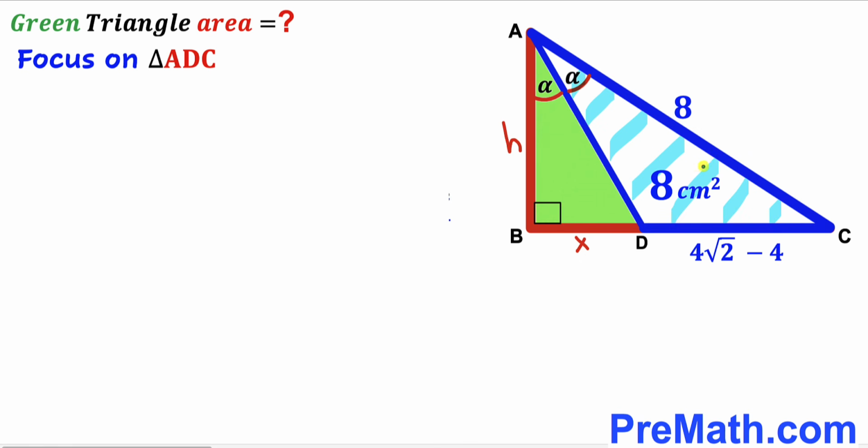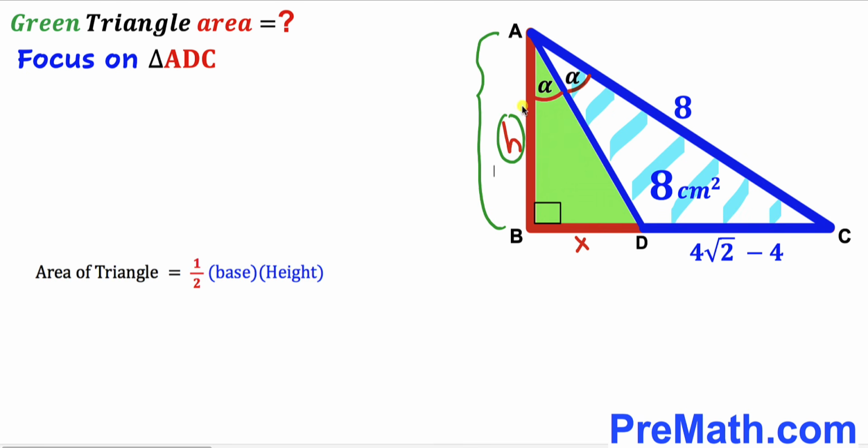And here's our next step. Let's focus on this blue triangle ADC, whose area has been given to us as 8 square centimeters. Let's recall the area of a triangle formula once again: area equals a half times base times the height of the triangle. We can see the base of this blue triangle ADC is this side CD, which is 4 times square root of 2 minus 4, and the height of this triangle is lowercase h. The area has been given to us as 8 square centimeters.